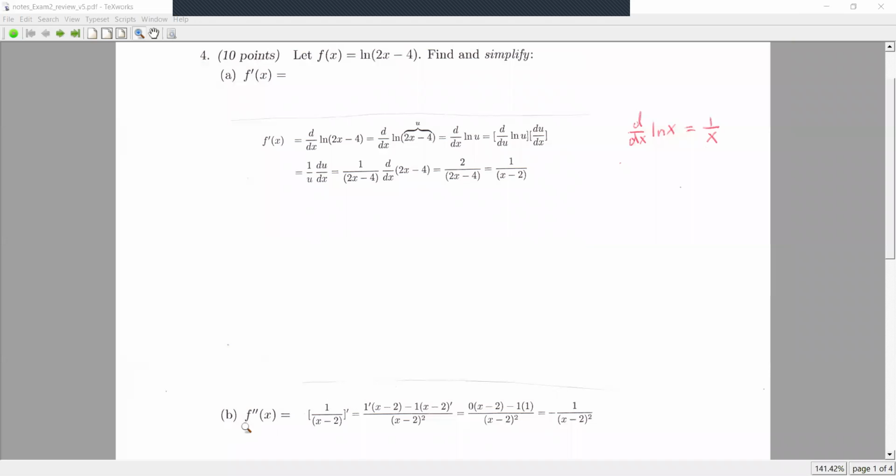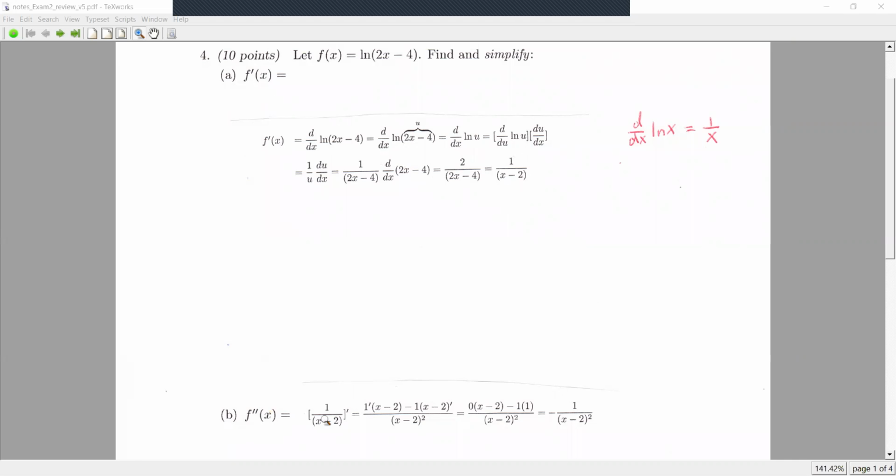Part B. Find the second derivative of function f. In part A, we have obtained the first derivative. The result is 1 over x minus 2. Now, take derivative again.